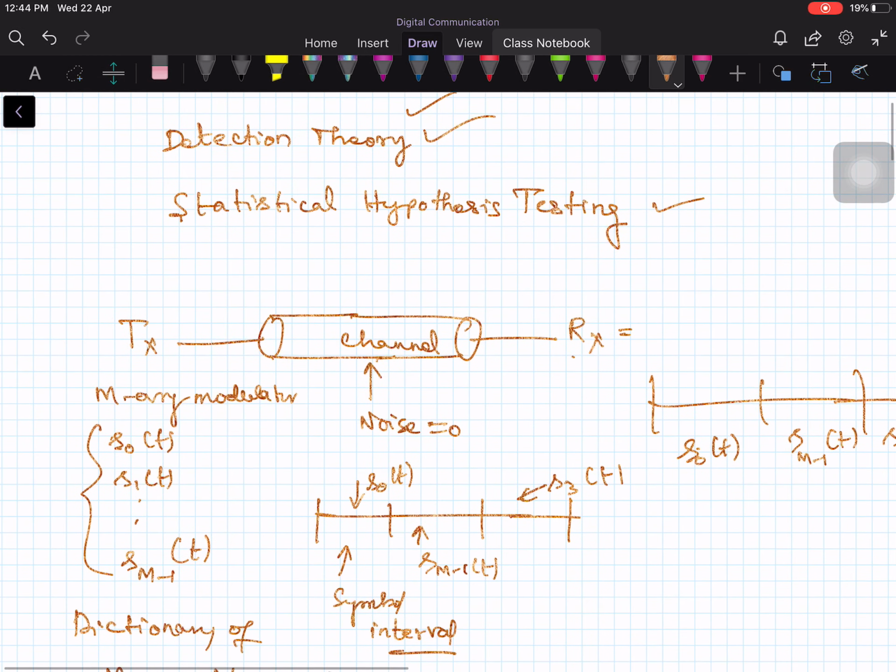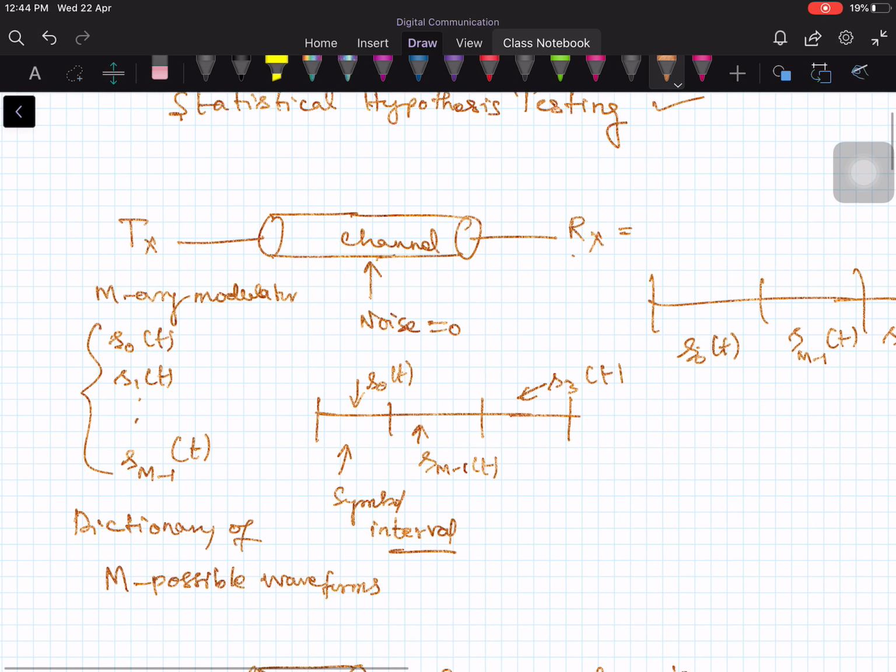Like in digital communication, you have transmitter and receiver. In the transmitter, you have a dictionary of M possible waveforms, and any one waveform you are transmitting to the receiver. Now in every symbol interval you are transmitting different waveforms, and at the receiver, if there is no noise, then your demodulator's job is very easy. Okay, because your signal is only attenuated, so it's very easy to identify which pulse or which signal was transmitted. But in reality, that is not the case. Life is not that simple.